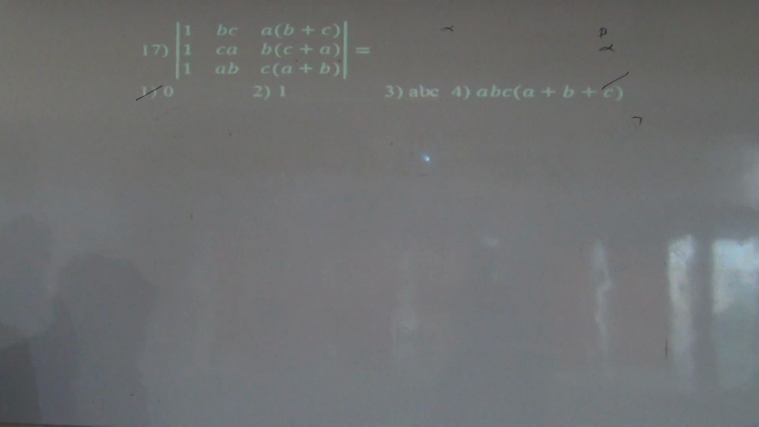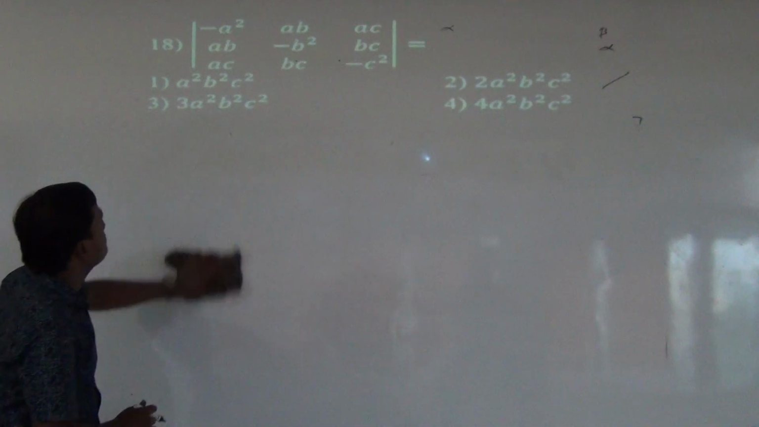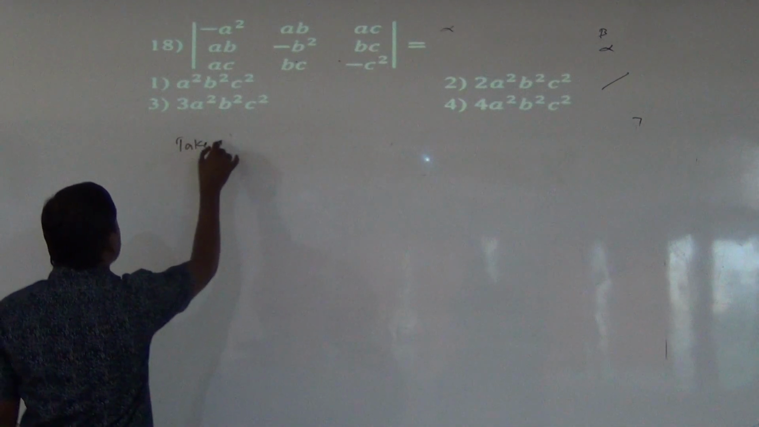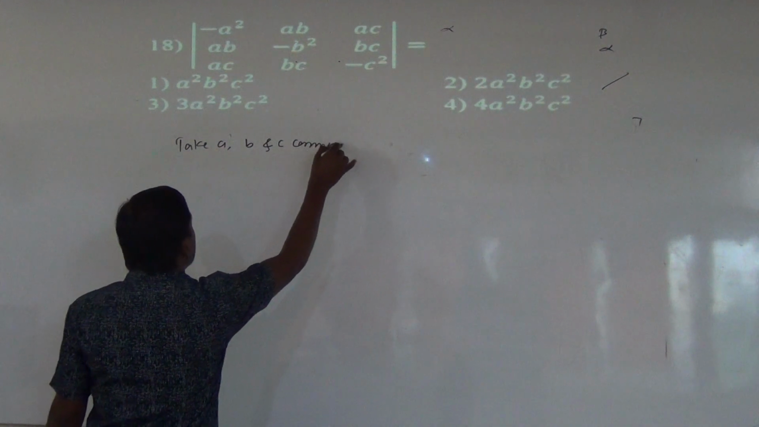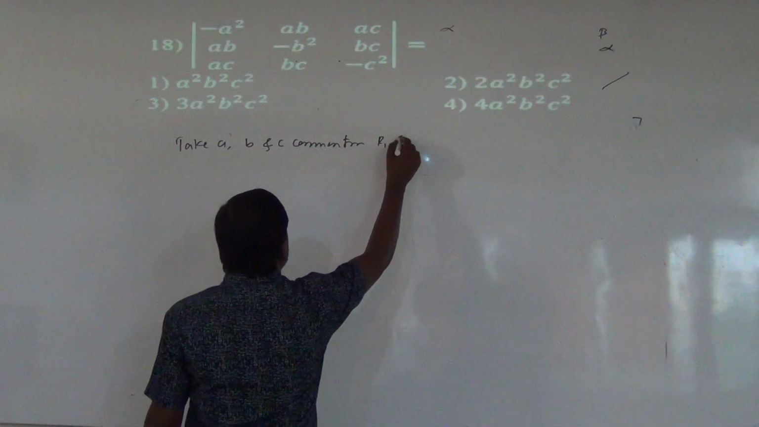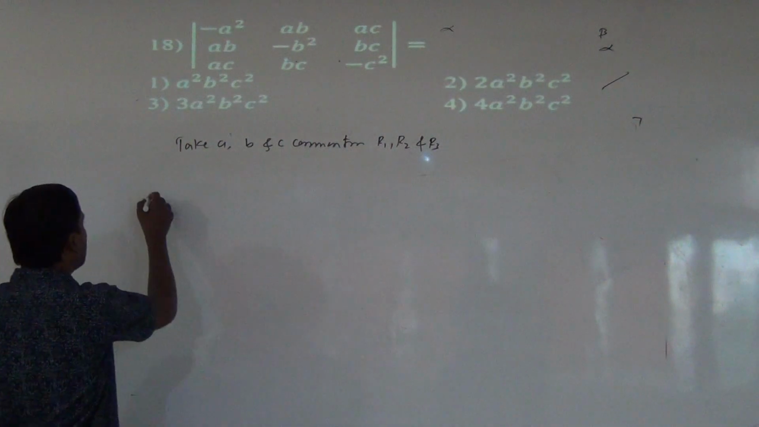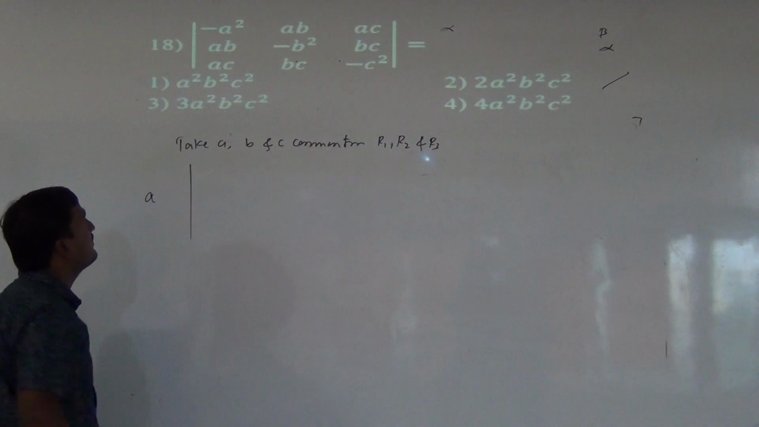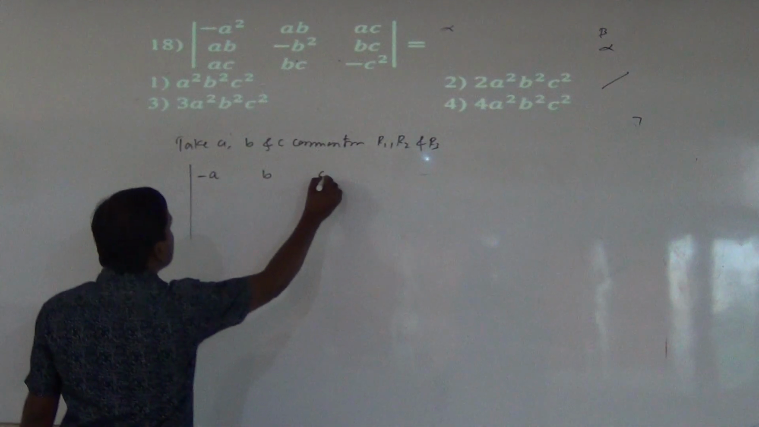Okay, the next question is this one. What is the value of this determinant? For this determinant I will take A, B and C common from R1, R2 and R3 respectively. So I will take A common from R1. After taking A common from R1, here I am getting minus A, B, here it is C.